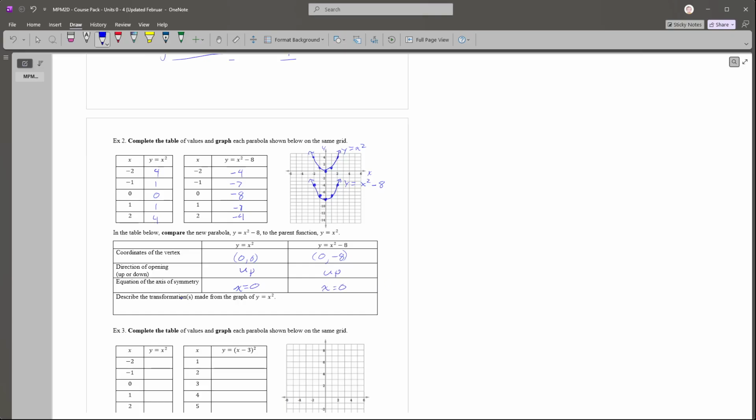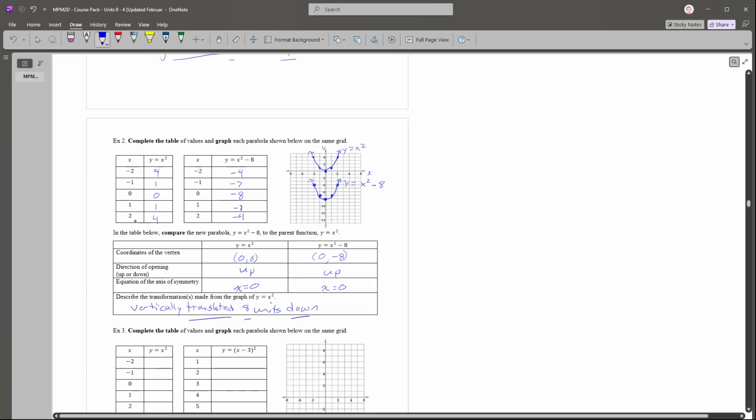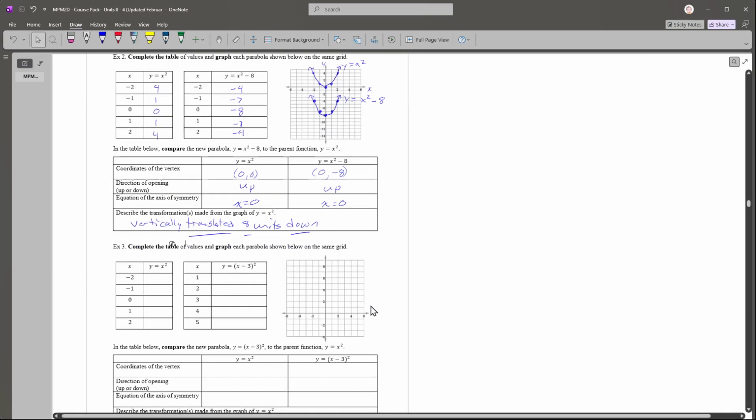Okay. So what changed this time? Well, this time, yeah, it vertically translated. Okay. The question is, how many units? 8 units. I know this because the vertex has been shifted down 8 units. 8 units down. All right, down 8. Translate. That's all the data that we need to know there. Okay, let's switch it up a little bit.